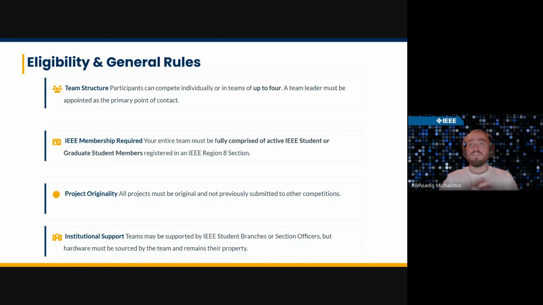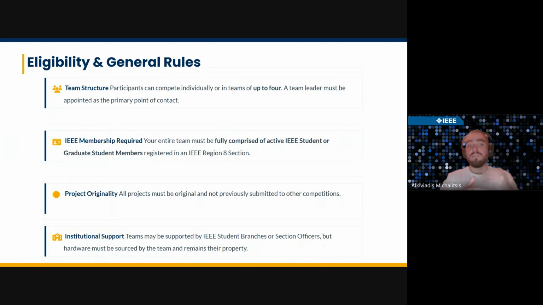Some stuff that we shouldn't forget is regarding the eligibility and the general rules of our contest. These are active throughout the duration of the contest, from the beginning to the end. Initially, with the team structure, as you might know, participants can compete individually or in teams of up to 4 members. A team leader must be appointed as the primary point of contact.